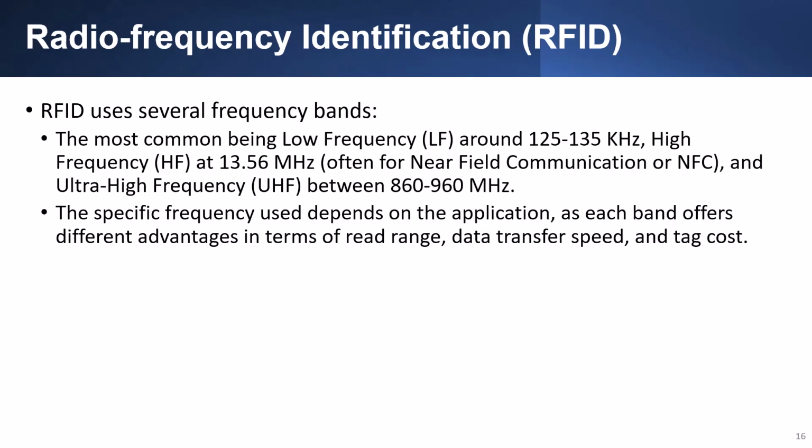RFID uses several frequency bands. The most common being low frequency, or LF, around 125 to 135 kilohertz. High frequency, or HF, at 13.56 megahertz, often for near field communication, or NFC, and ultra high frequency, or UHF, between 860 and 960 megahertz. The specific frequency used depends on the application, as each band offers different advantages in terms of read range, data transfer rate, and tag costs.